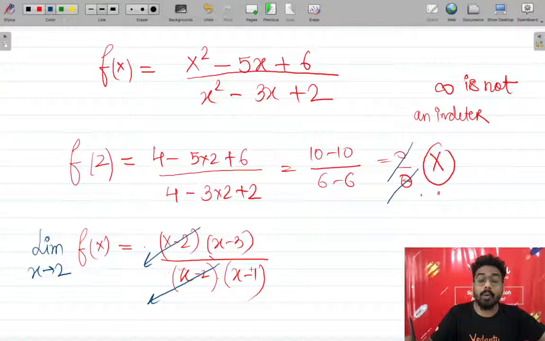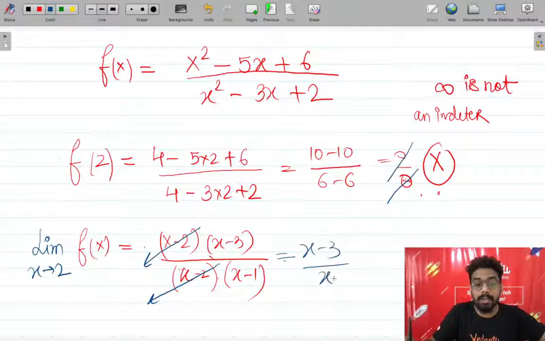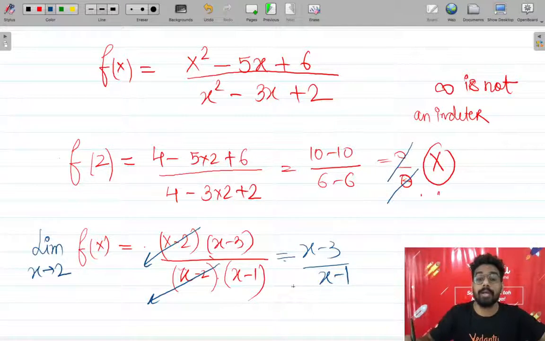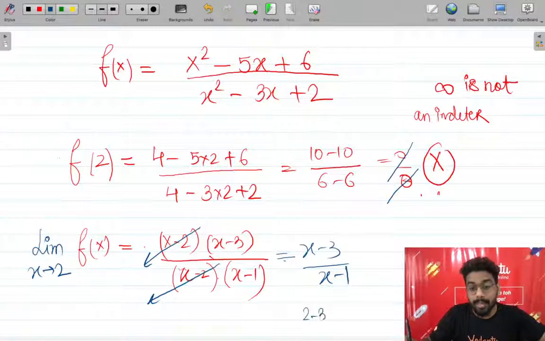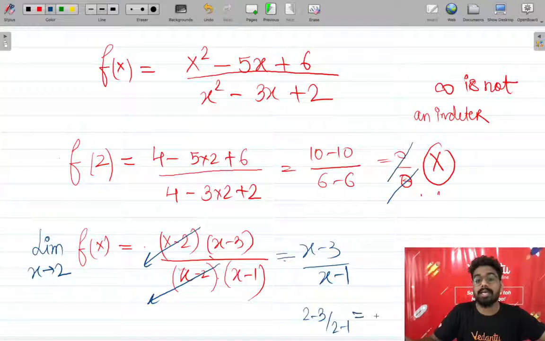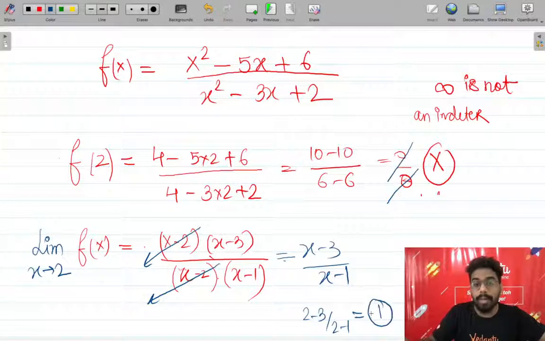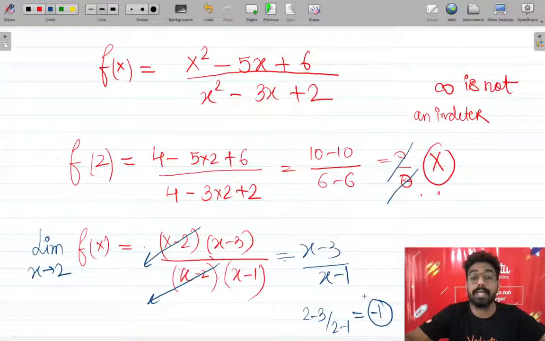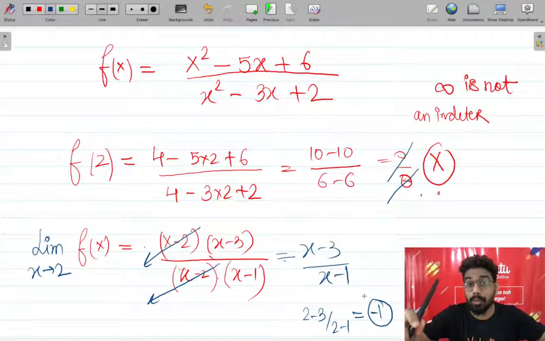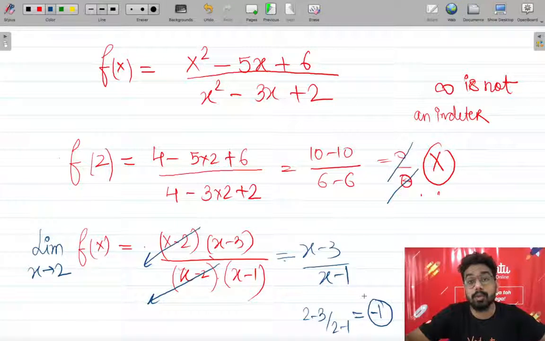And now you have the same function in a different format. x minus 3 upon x minus 1. Now again you will try to put x equal to 2. 2 minus 3 upon 2 minus 1 equals, your answer will come as 1. Sorry, minus 1. 2 minus 3 is minus 1 upon 2 minus 1 is 1. Minus 1 upon 1 is minus 1. So the limit is an approximate value, this is not the exact value. This is approximately equal to minus 1.